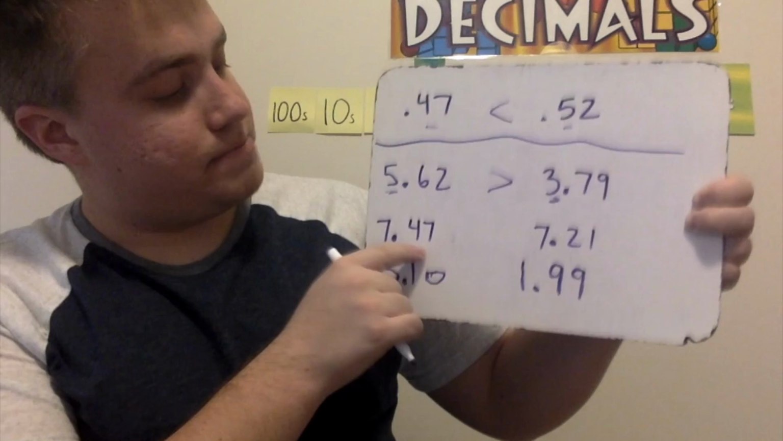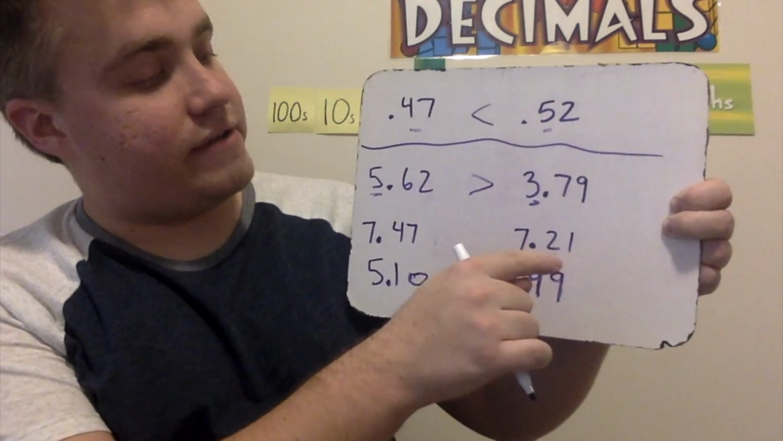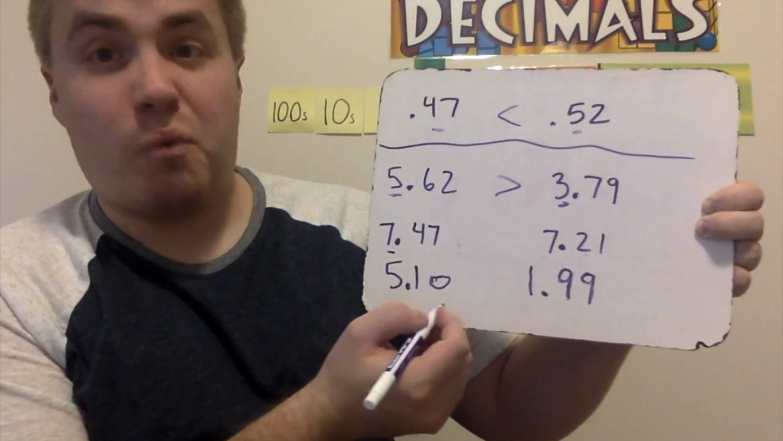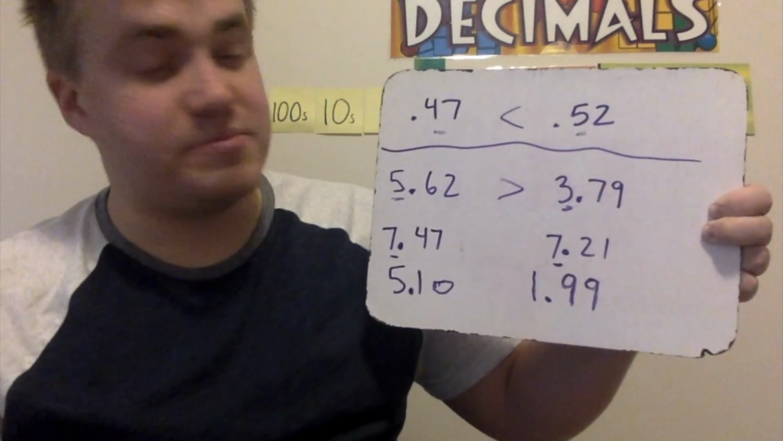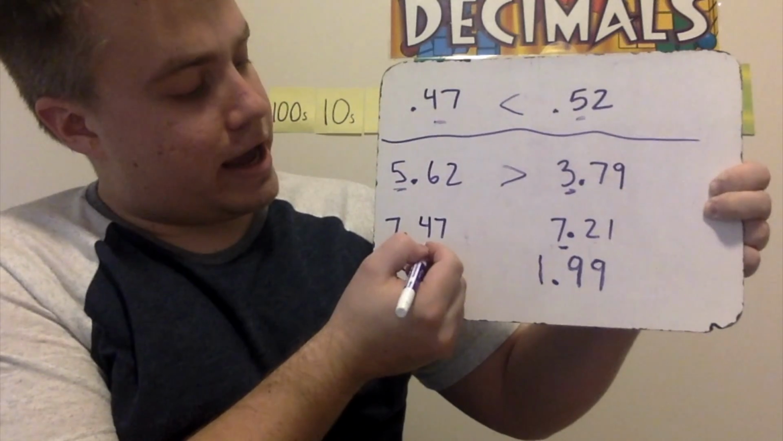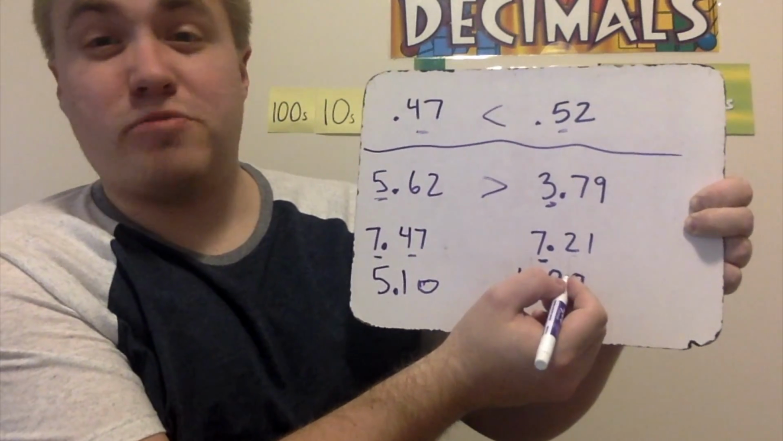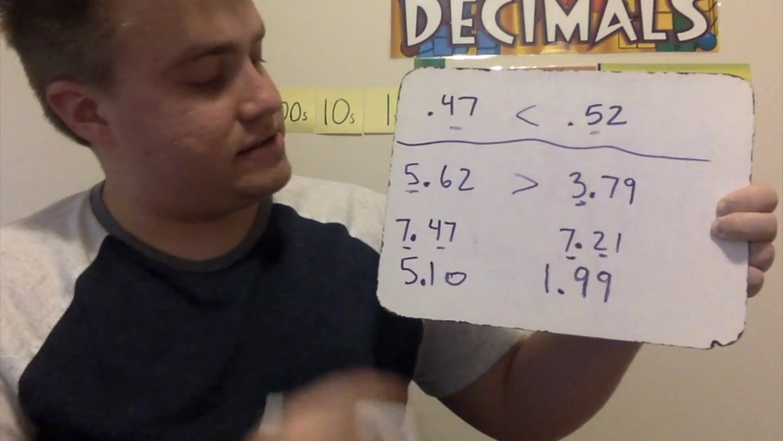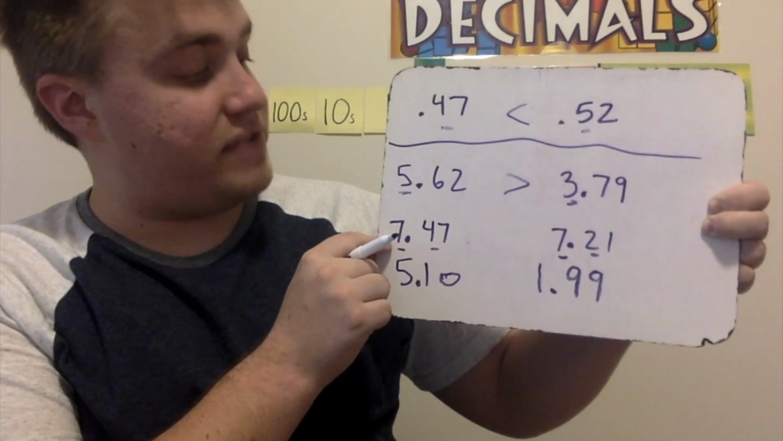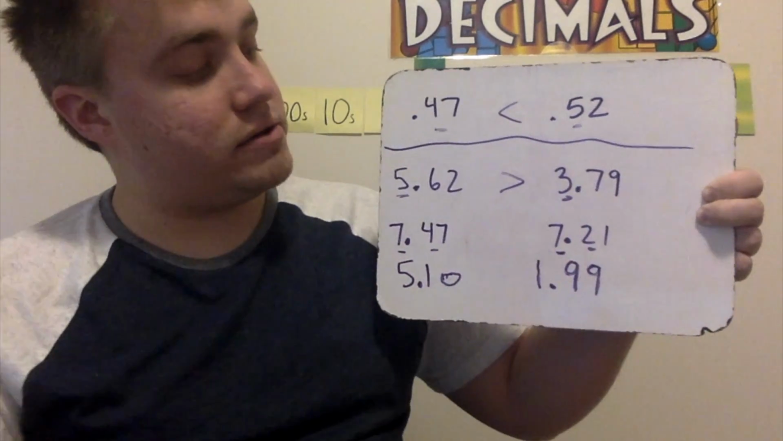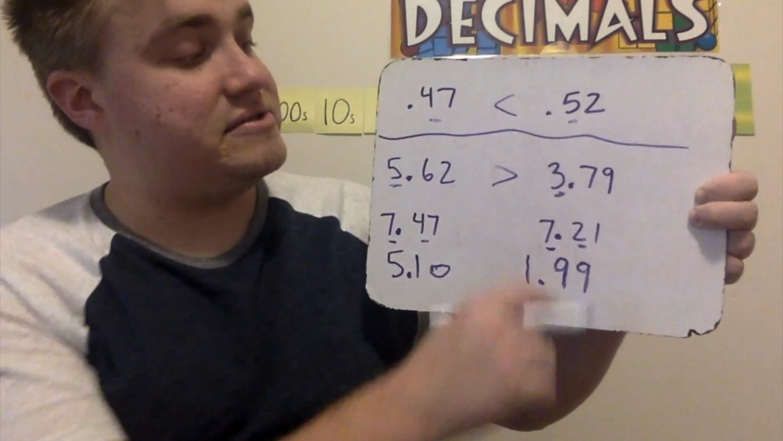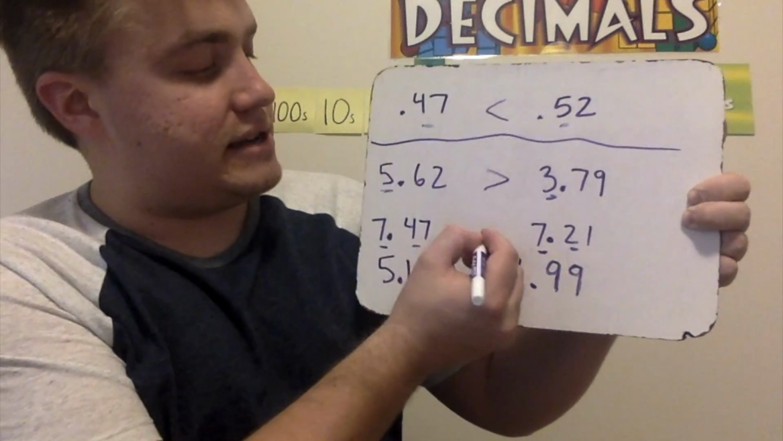Down here, I have 7 and 47 hundredths compared to 7 and 21 hundredths. Well, my place value here of my 7 groups of 1 is the same as my 7 groups of 1 over here. So I look at the next biggest place value, which is my tenths. I have 4 groups of tenths, and I have 2 groups of tenths. 4 tenths is bigger than 2 tenths. Therefore, my decimal of 7 and 47 hundredths is going to be greater than my decimal of 7 and 21 hundredths. Just like $7.47 is going to be bigger than $7.21.